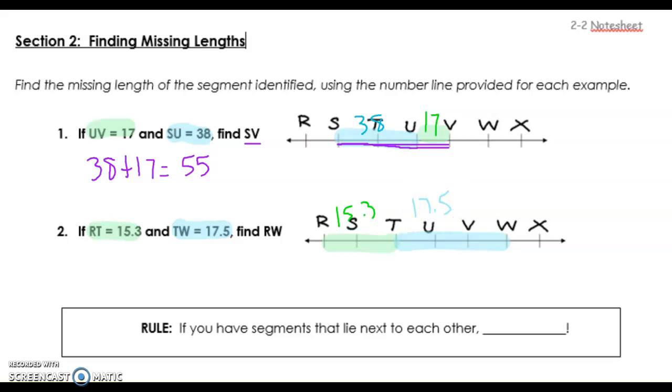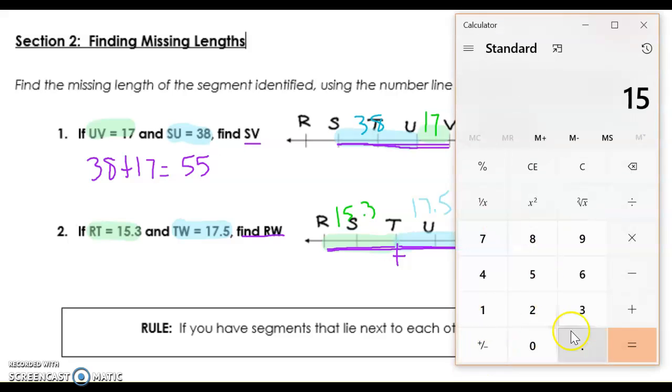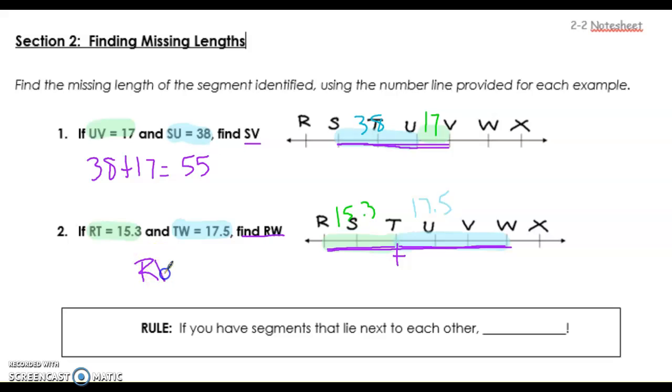And my problem is asking me to find the length of RW. So here's R, moving on clear down to W. You should notice that it encompasses both the green and the blue section. So it'd be 15.3 plus 17.5. So getting out my calculator here, 15.3 plus 17.5. And you get the answer of 32.8. So we're going to write down here, RW equals 32.8.